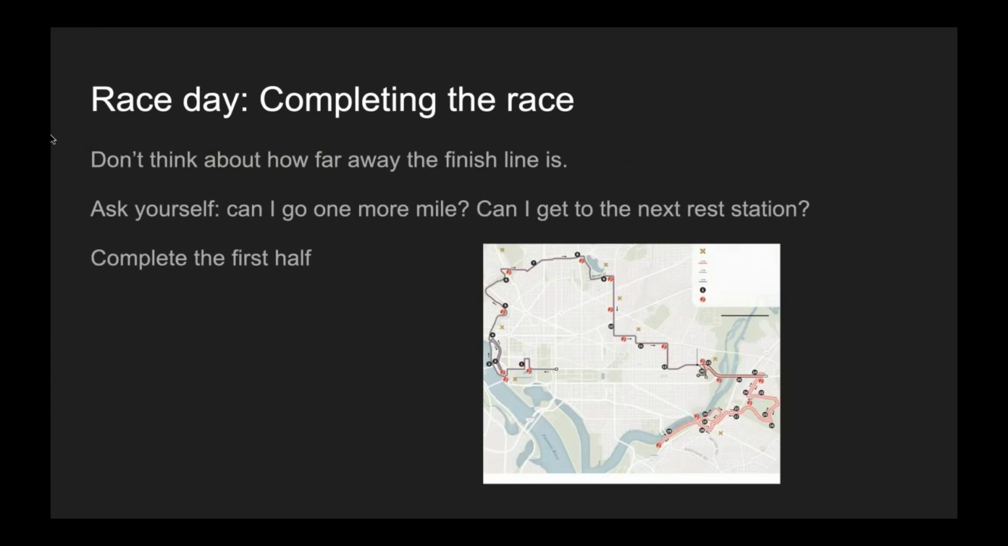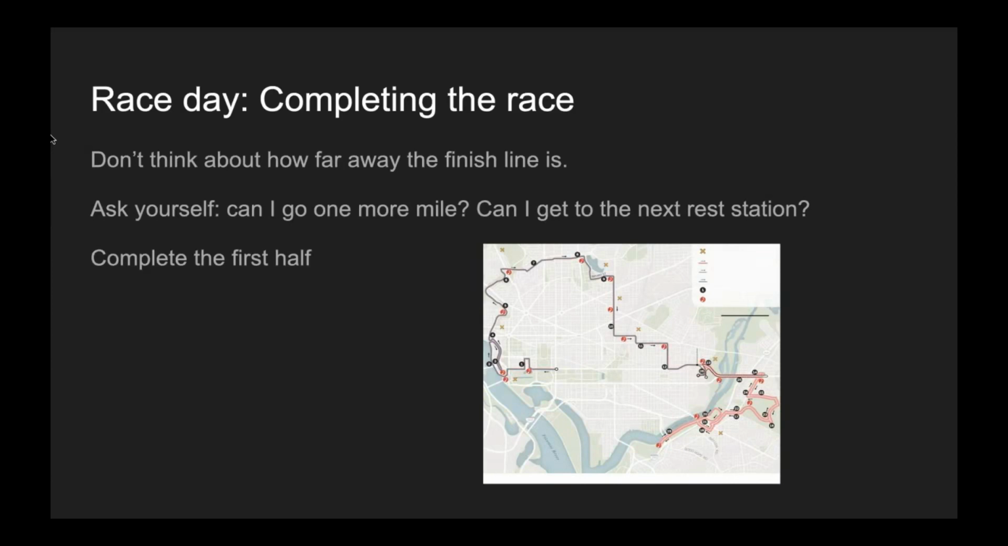So race day, when you're actually running and trying to complete the race, the biggest rule I have is don't think about how far the finish line is. The farthest I think about in advance is where the next rest station is, because I'm highly motivated by snacks. But just imagining running, I don't know, 5 miles straight sounds terrible. And that's a really far distance. 5 miles is pretty far in a car, and you're trying to do it on your feet.